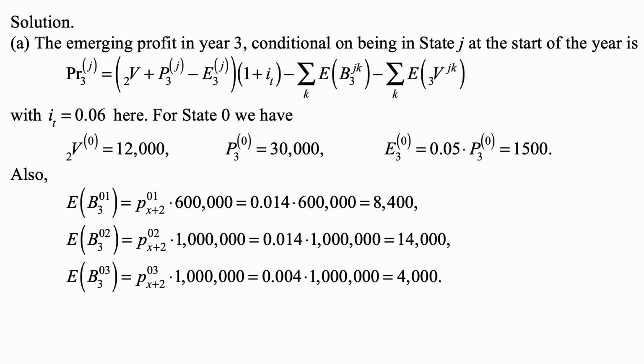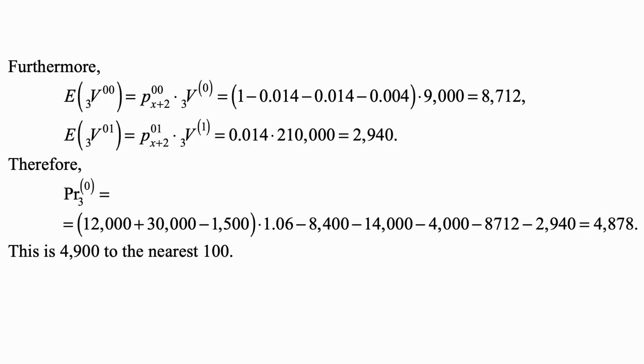For state 3 is the probability of transition there times the benefit, and that's 4,000. Also, the expected value of reserve, if the transition happens from state 0 to state 0, if you remain in state 0, at time 3 is the probability of that transition from state 0 to state 0, or remaining there, times the reserve in state 0 at time 3, which is 1 minus the probability of going somewhere else. So other 3 possibilities, times the reserve, and that comes out to be 8,712.